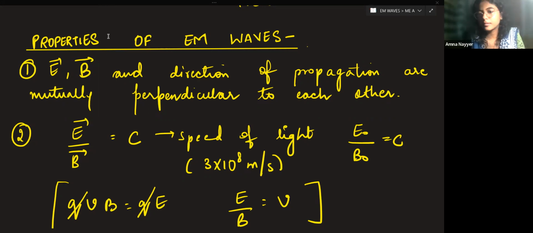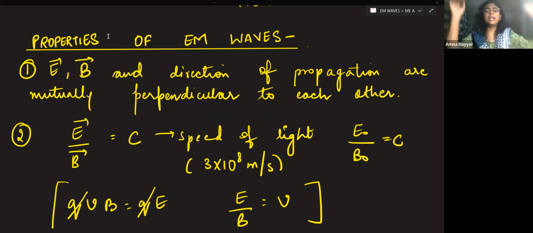In the last class, we had started with electromagnetic waves, and most probably we'll end this today also. It's a very short lesson that we have on EM waves. Now, the properties of EM waves we have already covered. All the properties we have discussed, we didn't do any questions on this. So what was electromagnetic waves?